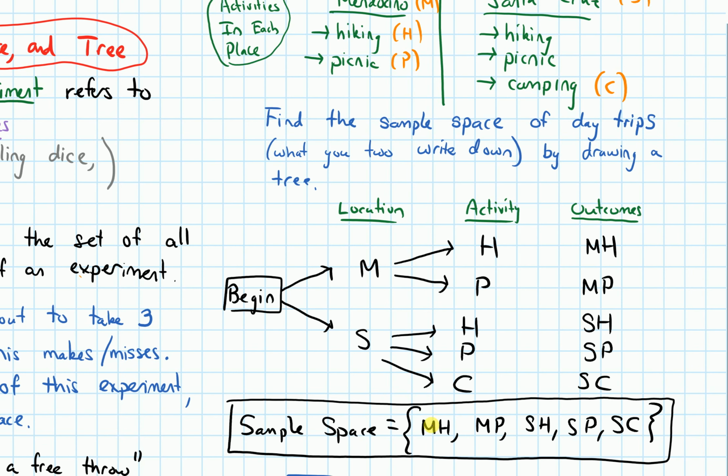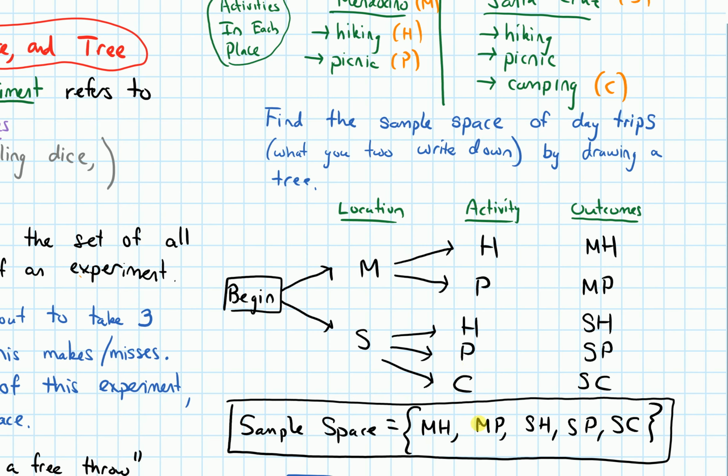So notice that there's 5 elements here in this sample space because we cared about the location as well as the activity that we end up doing. If the problem instead had just said the outcomes or the experiment just consisted of determining, well, what is the activity we end up doing at the end? Well, there's only 3 possible outcomes there because the activity could just be hiking, picnic, or camping. But in this problem, it did say that it wanted us to consider both the location and the activity.